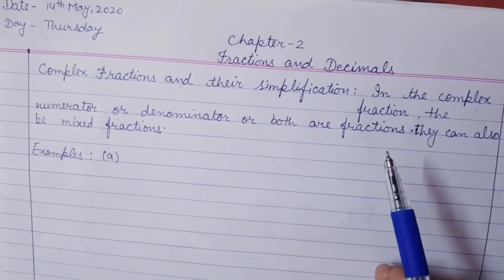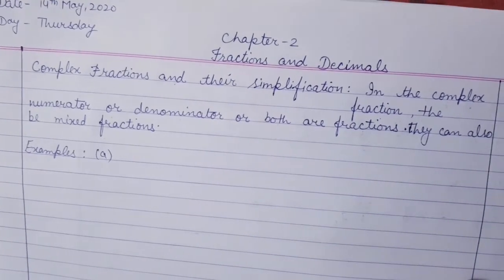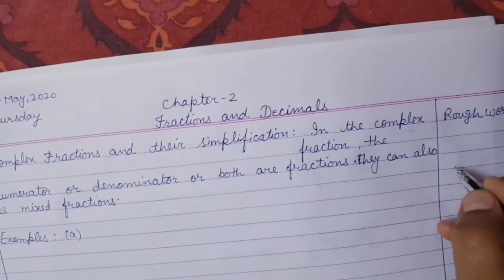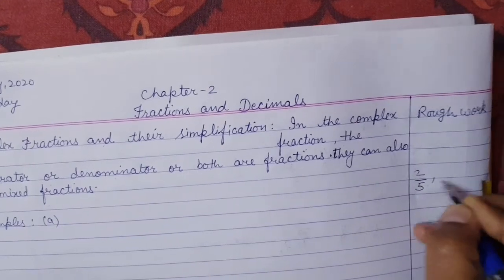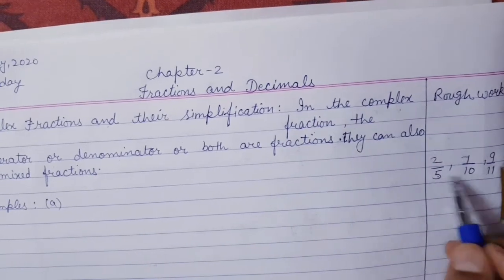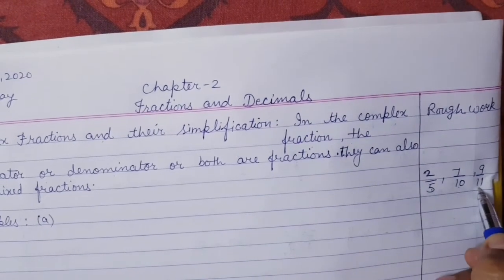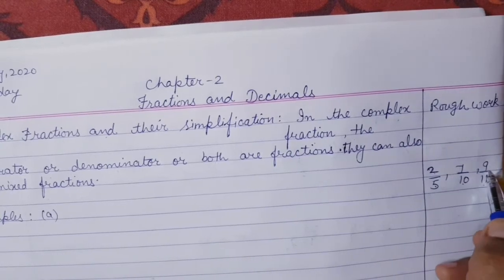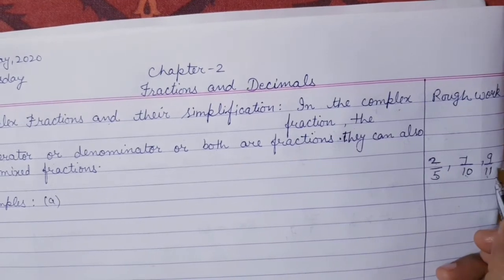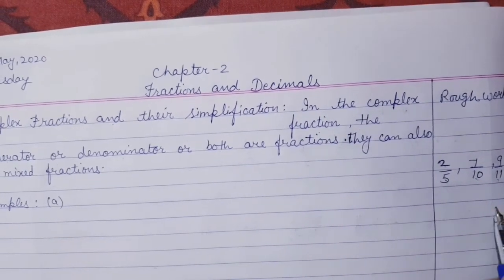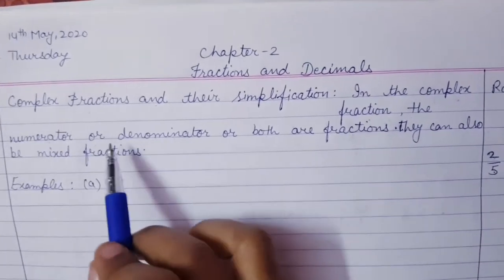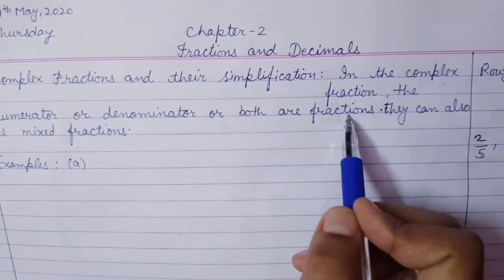Means students, till now we have studied fractions in which numerator and denominator both are whole numbers. For example, 2 upon 5, 7 upon 10, 9 upon 11, etc. These are fractions. We have studied this type of fractions. Here 2, 7 and 9 are numerators which are whole numbers, and 5, 10 and 11 are denominators which are also whole numbers. But in complex fractions, the numerator or denominator or both are again fractions.